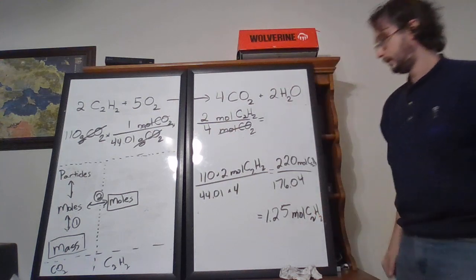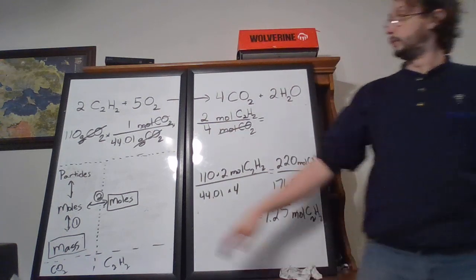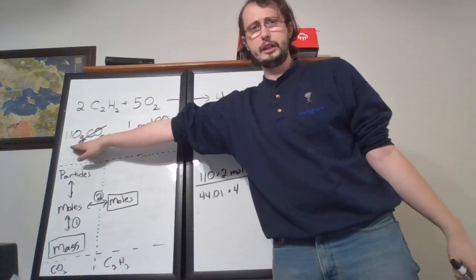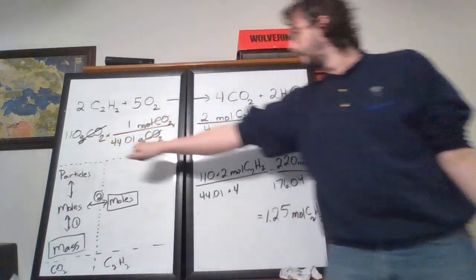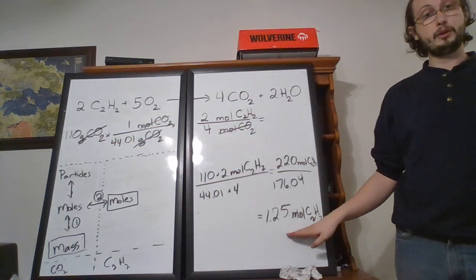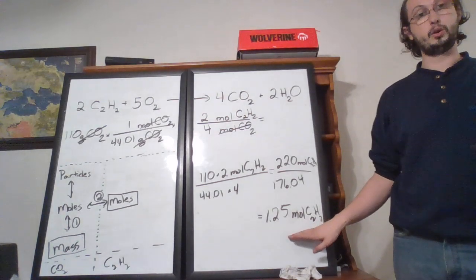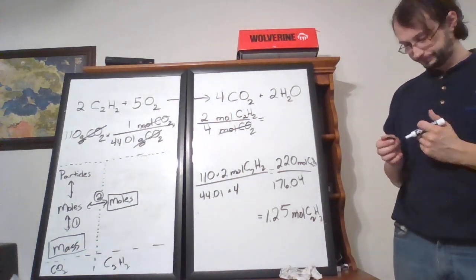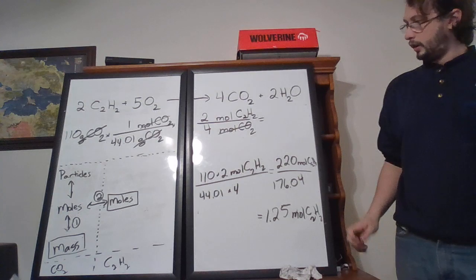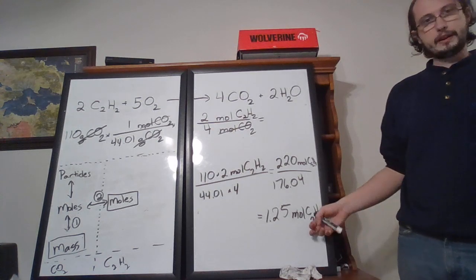C2H2. Alright, so we were asked if this is how much carbon dioxide we got out, 110 grams, how many moles did we burn? Well, it turns out we burned 1.25 moles of C2H2. So, that is your answer for number 5.